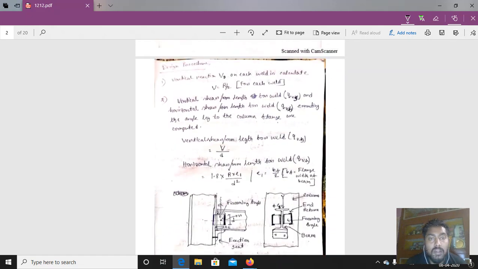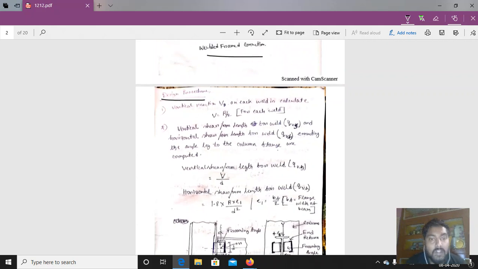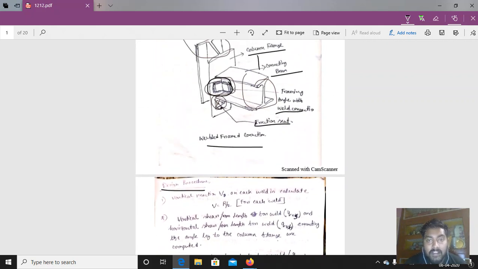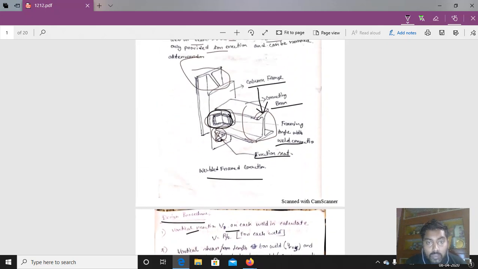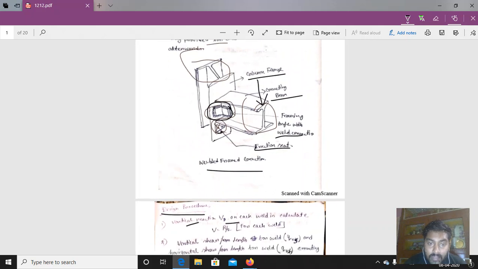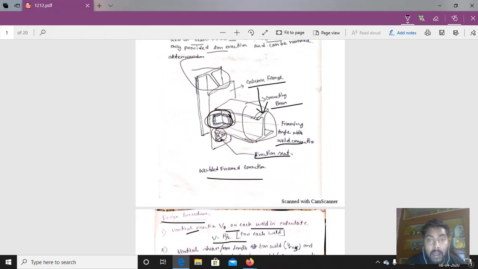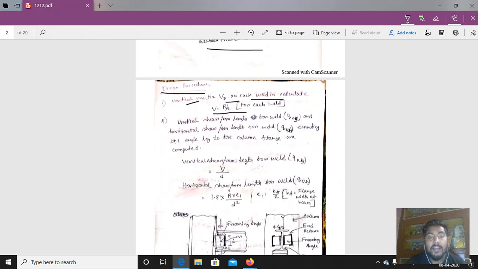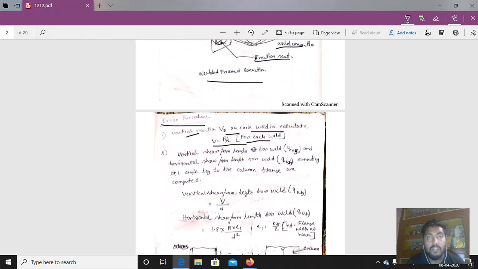Then coming to the design procedure. What is the design procedure that we need to consider? Now the vertical reaction acts here. The vertical reaction V on each weld. So here is one weld and here will be another weld. The vertical reaction on each weld is calculated by V is equal to R by 2. R is the reaction acting here. So V is equal to R by 2 for each weld. So there will be two welds, so R by 2. That's why.